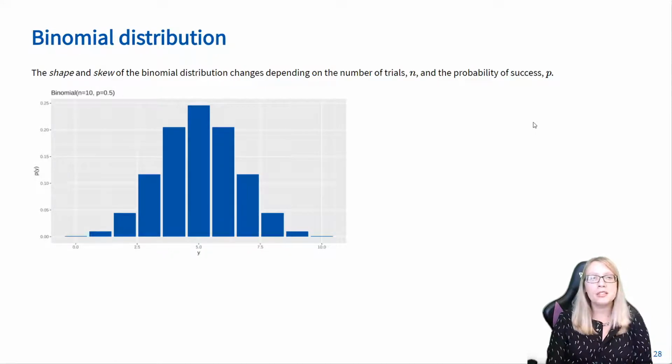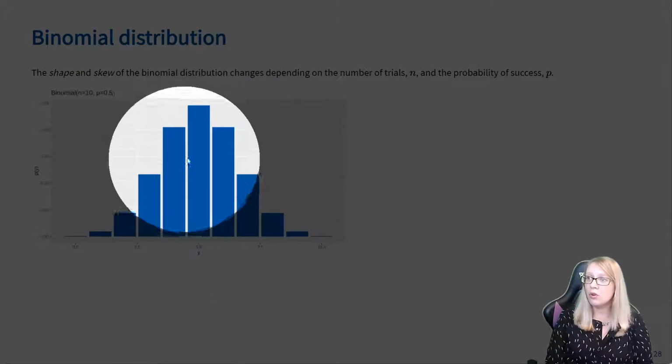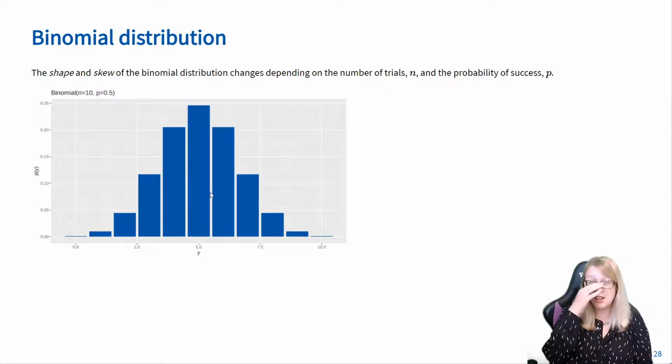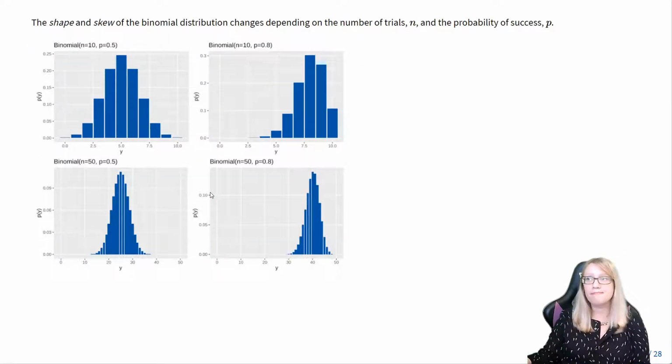The shape and the skew of the binomial distribution, what this binomial distribution looks like, changes depending on those two parameters: the number of trials n, and the probability of success p. What you're seeing here is a binomial distribution with n different trials, a sample of size n, if you will, and probability of success 50%, 0.5. The most likely outcome, the outcome with the most probability, is here in the center, y equal to 5. y equal to 4 and y equal to 6 are pretty likely as well. Probabilities are fairly low the farther you get from the middle of that distribution.